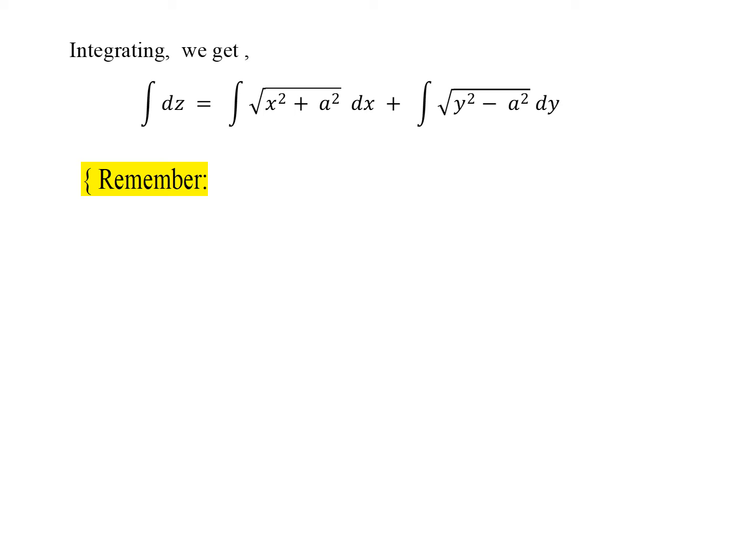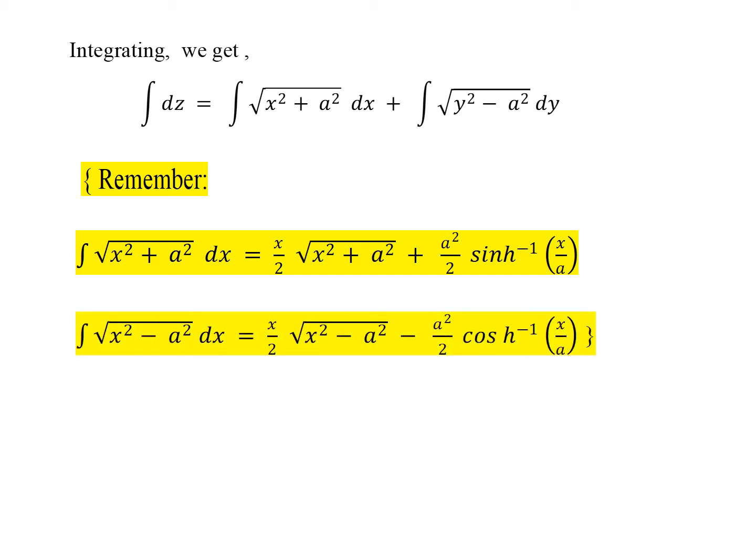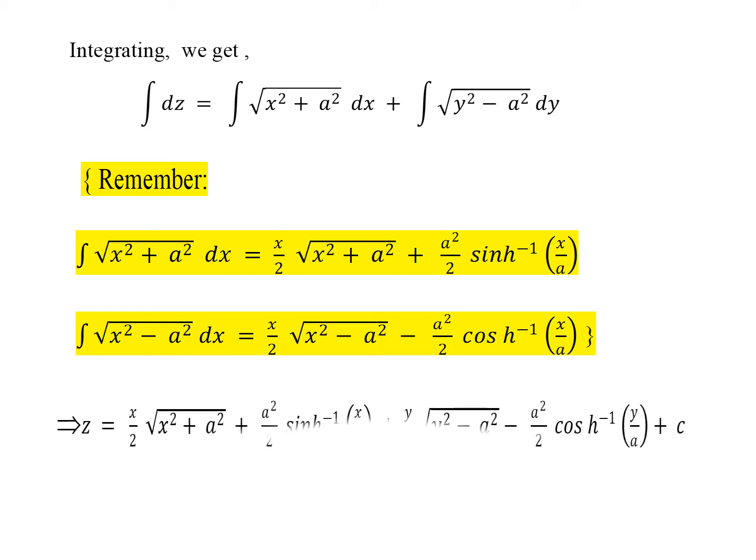Integral root of x squared plus a squared dx will be x by 2 root of x squared plus a squared plus a squared by 2 sinh inverse x by a, which you would have studied in integral calculus in your previous semesters. Similarly, the integral of root of x squared minus a squared dx is x by 2 root of x squared minus a squared minus a squared by 2 cosh inverse x by a. Of course, you have another equivalent formula in terms of logarithm for this, that also you can use.